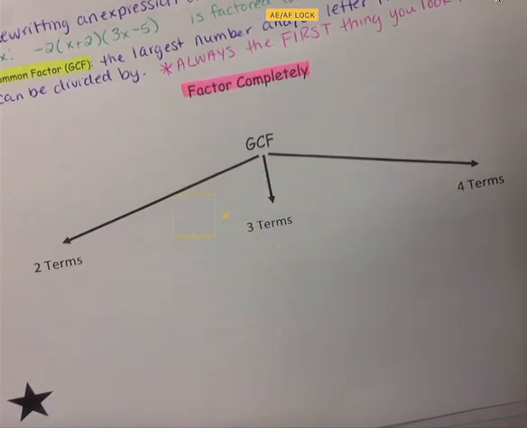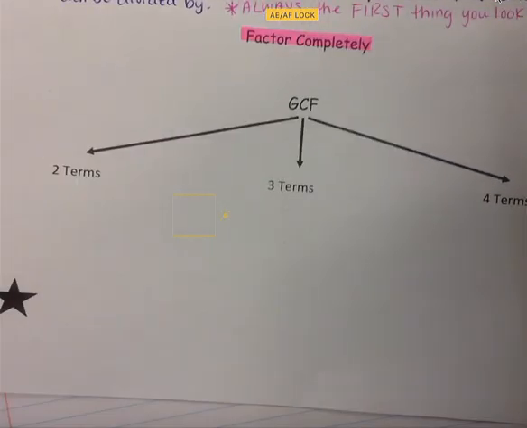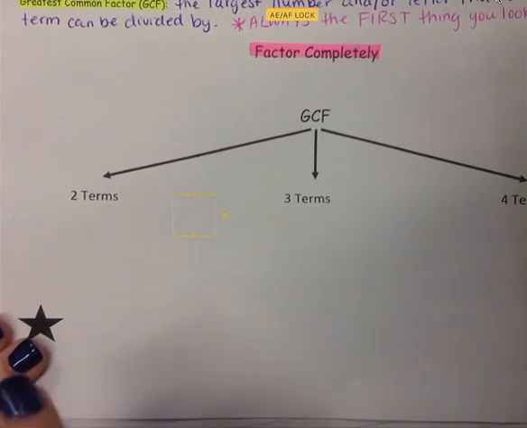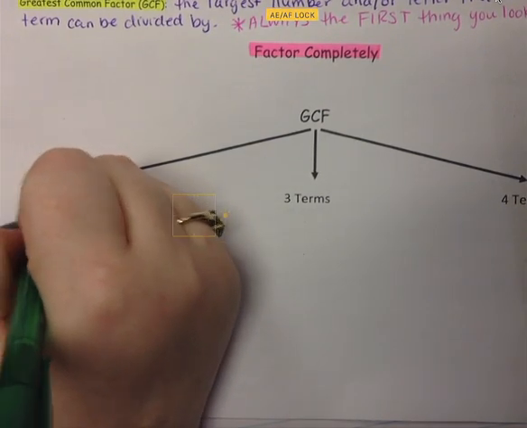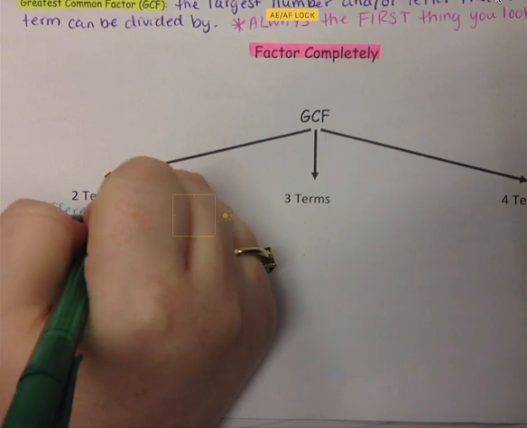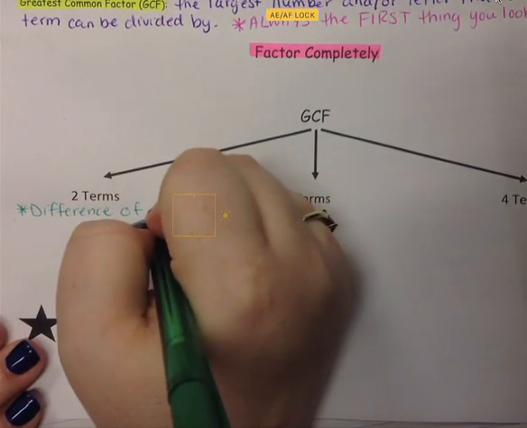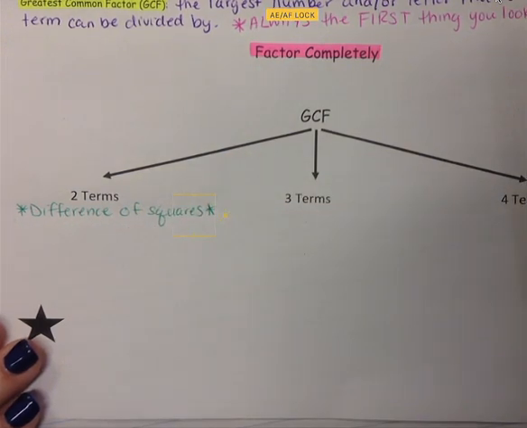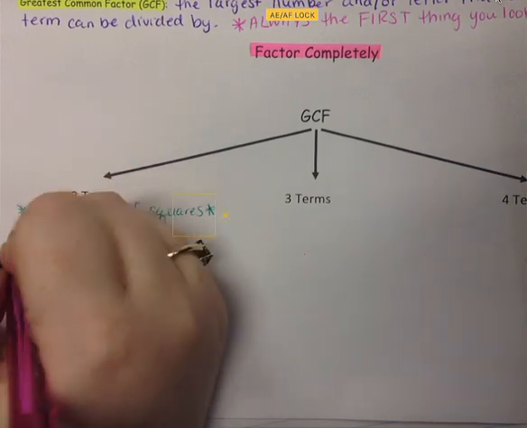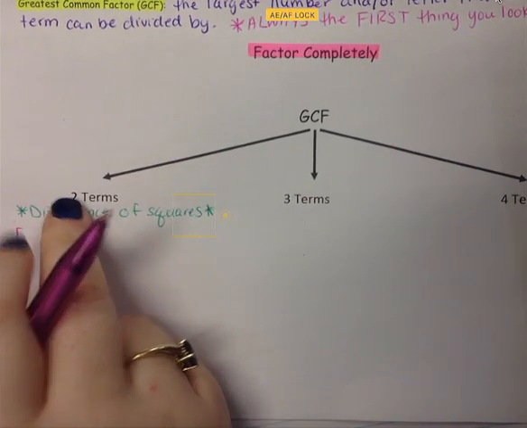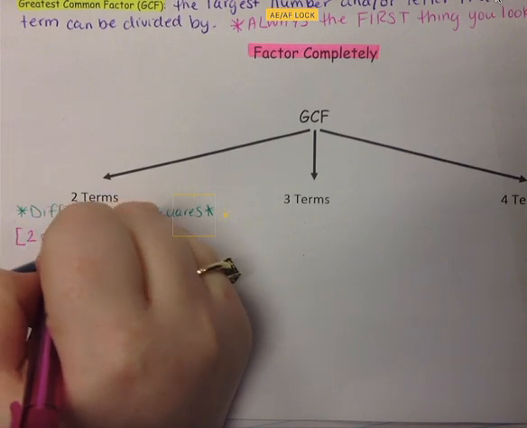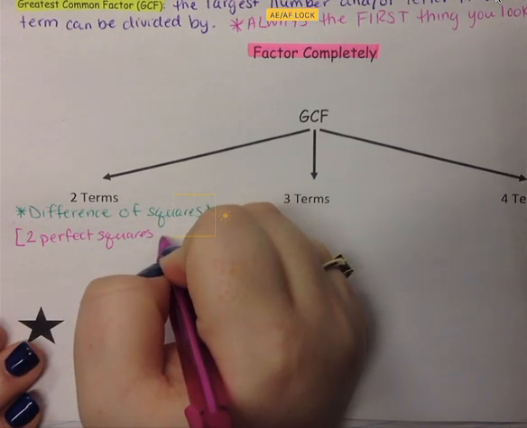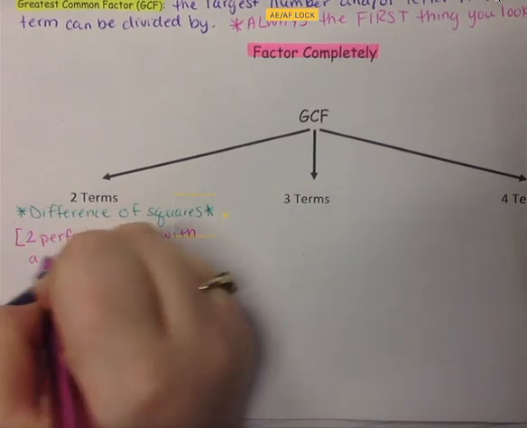So after you factor your GCF and you're left with two terms inside the parentheses, for this course, you will look for a difference of squares. A difference of squares is when you have two perfect squares. So you have two terms. You're going to have two perfect squares with a subtraction.